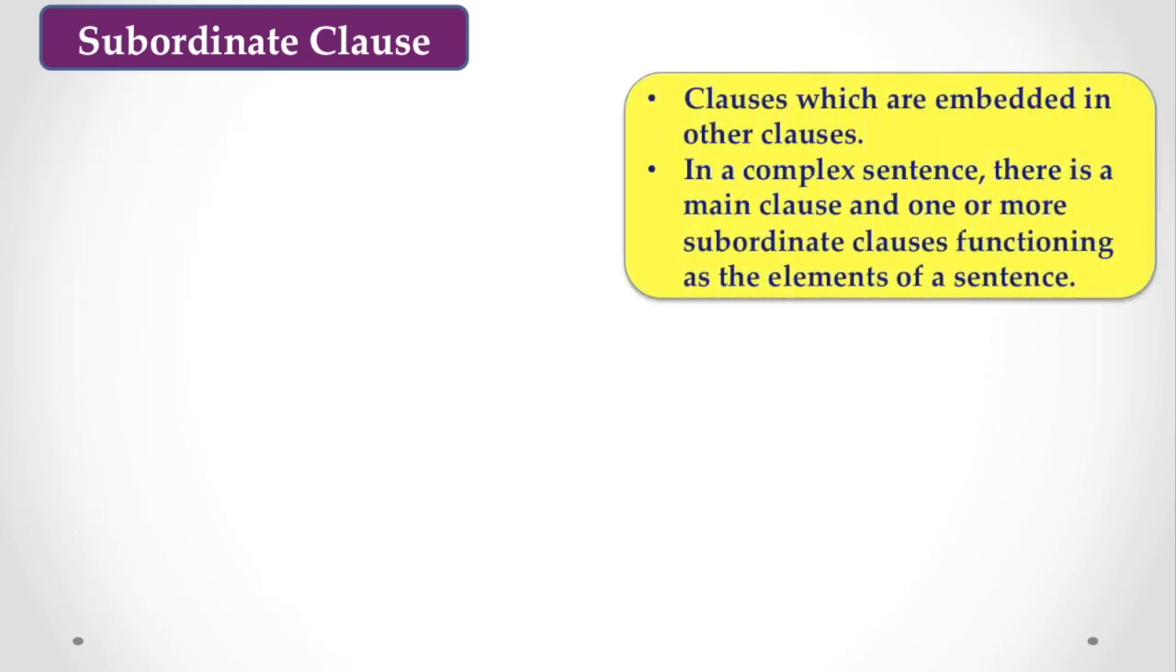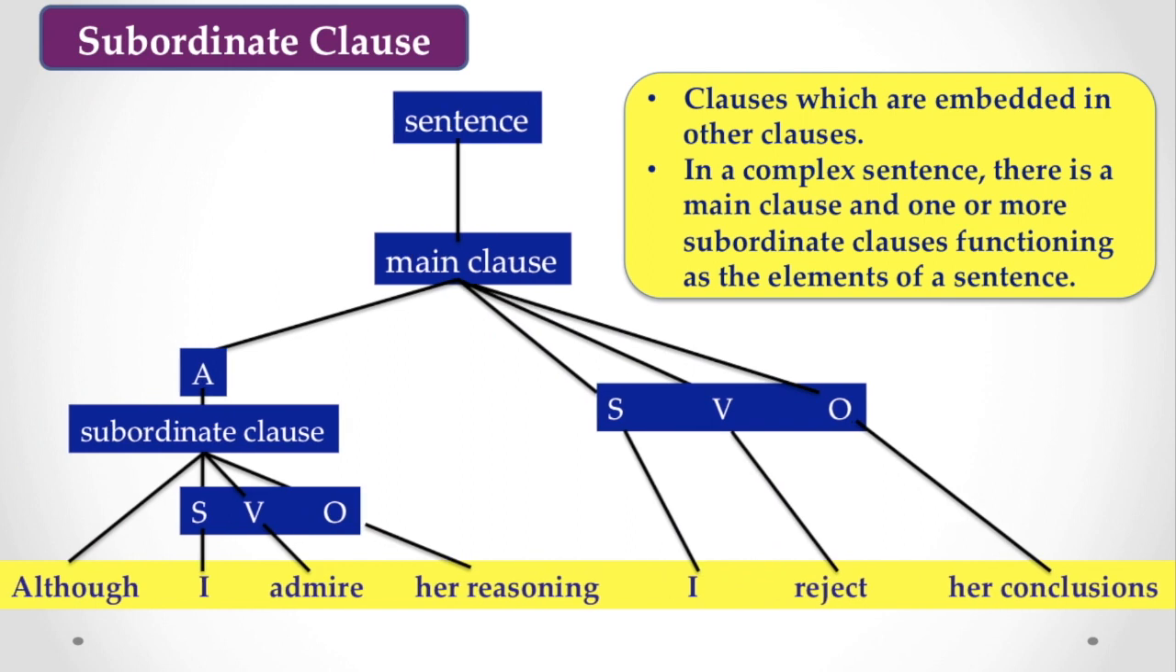Another example of a subordinate clause: in a sentence where we find a main clause, there is an embedded subordinate clause. Although I admire her reasoning, I reject her conclusion. In this sentence you find the subordinate clause, "although I admire her reasoning". This part depends on the latter part of the sentence, "I reject her conclusion".